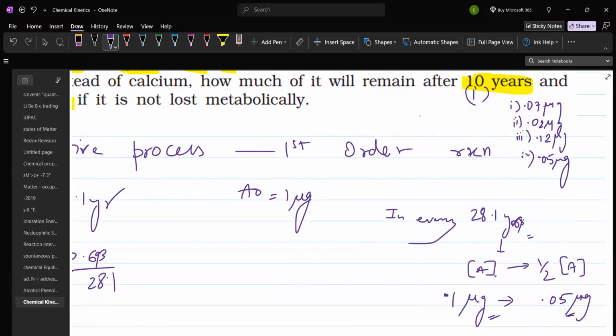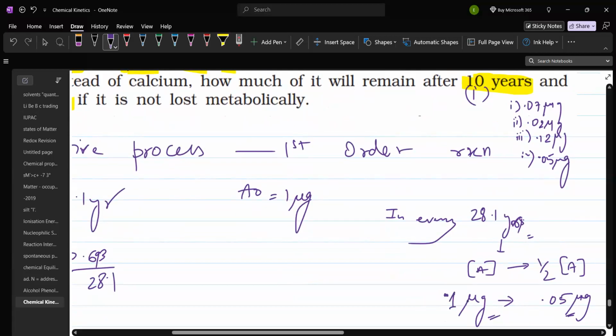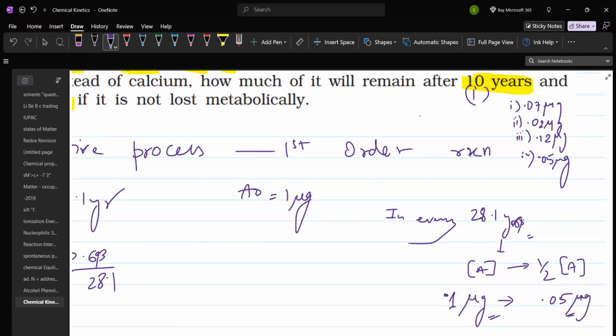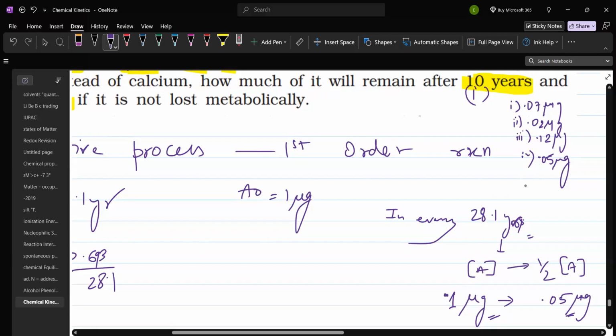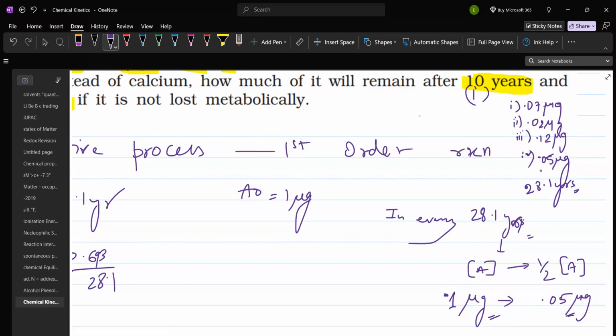Rishita, you have understood. Zaina, is it clear to you now? Tell me what should be the answer if the question asked after 28.1 years. Which of the four options should you select? 0.07? No, after one half-life, this one will be the answer: 0.05. Okay. Rishita, you understood?